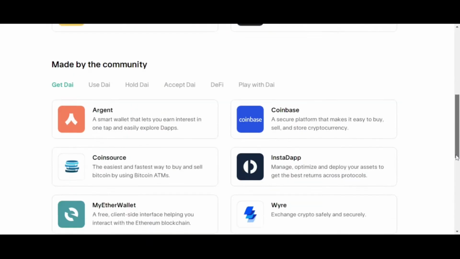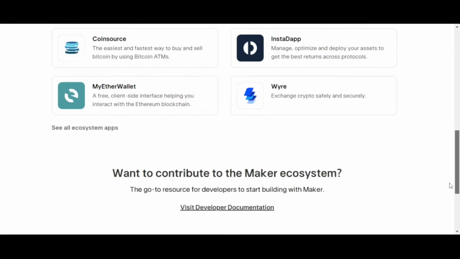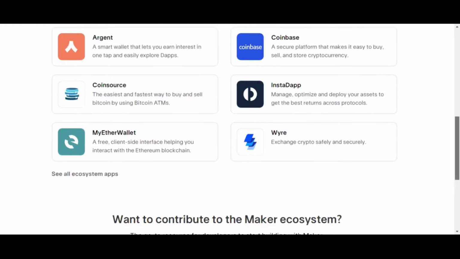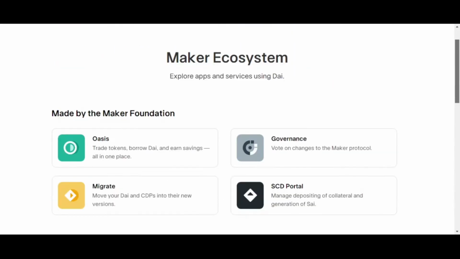And then down here, these are different apps made by the community. Coinbase is interesting as one. You can actually have DAI and use it on Coinbase. You have Argent, CoinSource, MyEtherWallet, InstaDApp: manage, optimize, and deploy your assets and get the best return across protocols. So yeah, this token is pretty key as far as privacy, in my opinion, like the DAI token.